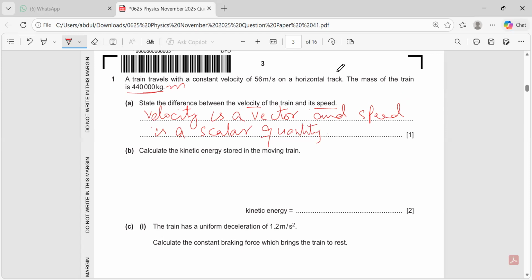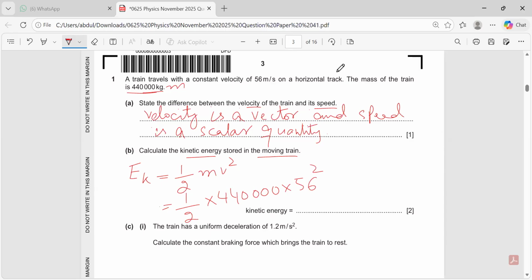Now calculate the kinetic energy stored in the moving train. So very simple, dear friends. We just need to put the values into the equation. 1 over 2 mv square. So 1 over 2 times mass, which is 440,000 kilogram, times speed, which is already given, 56. But don't forget to take the square of this.